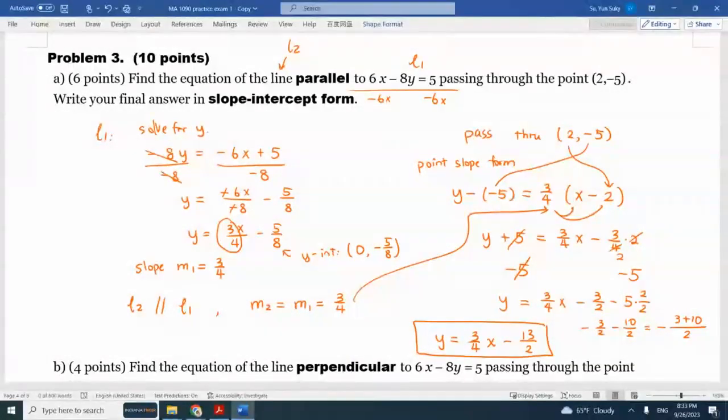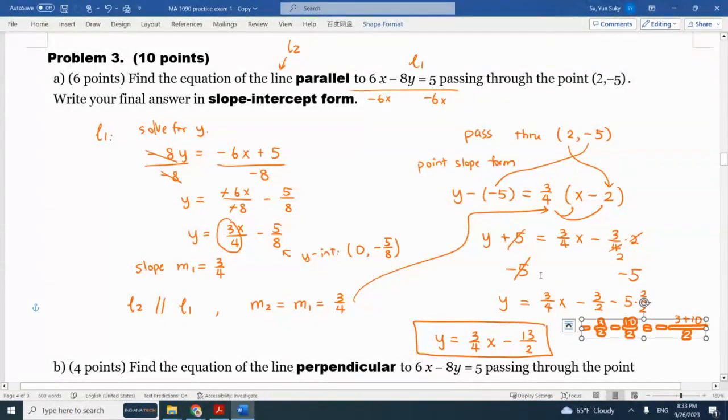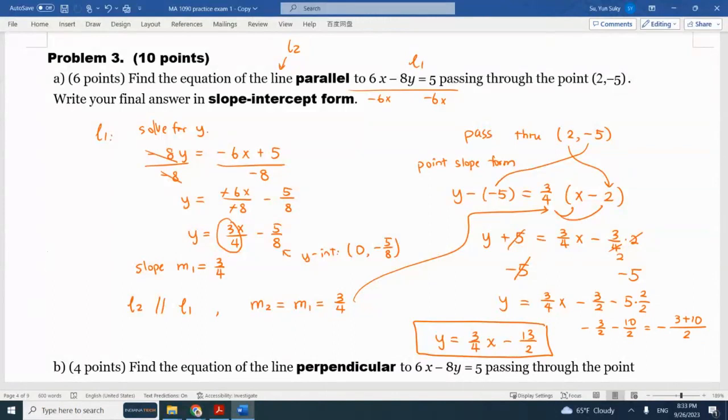So if you can understand this part, could you type 3 in the chat? Thank you. Alright, so let's keep going.